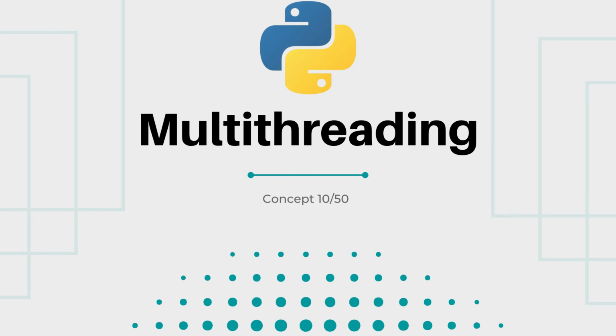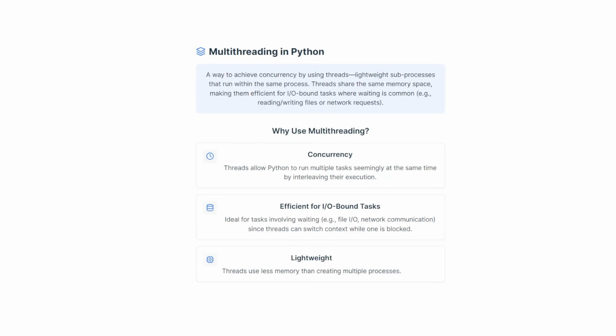Multithreading. Multithreading in Python is a way to achieve concurrency by using threads, lightweight subprocesses that run within the same process. Threads share the same memory space, making them efficient for I/O-bound tasks where waiting is common, like reading and writing files or network requests. Multithreading is essentially a lightweight way of achieving concurrency, since threads use less memory than creating multiple processes.